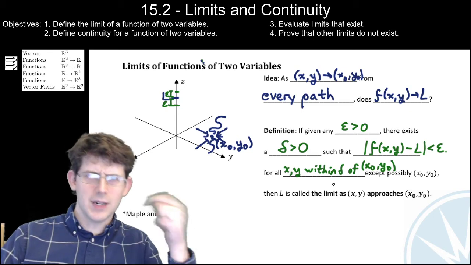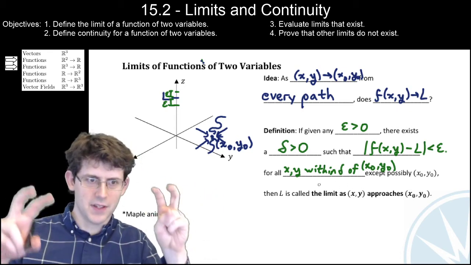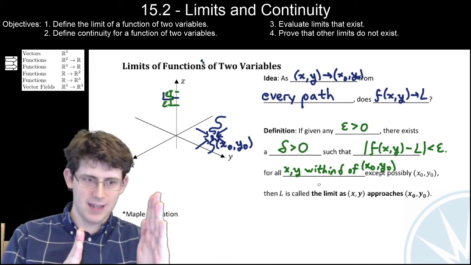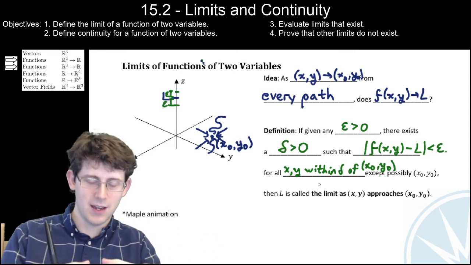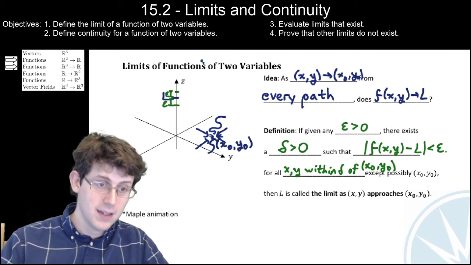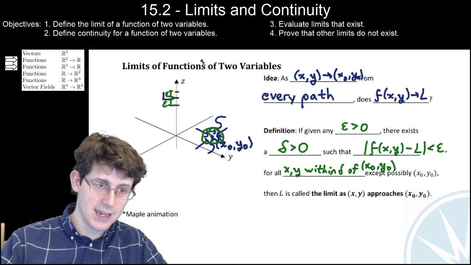Now, in the Calc 1 definition, being within delta of the target point meant you had an interval, you go delta to the left and delta to the right. But now we need to draw this picture. We need to be within delta in any direction. So that picture will now look like a little disk in the xy plane that has a radius of delta.